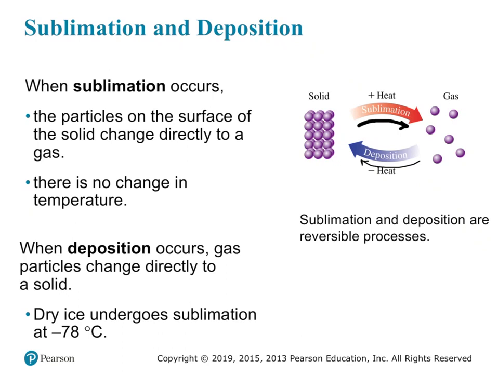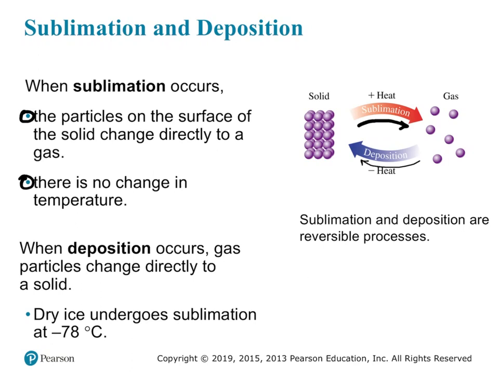So when sublimation occurs, the particles on the surface of the solid change directly to a gas. And during this process, there is no change in temperature. So the temperature is constant during this process. And that's the same for any change of state. The temperature will just remain the same. Now, when deposition occurs, gas particles change directly to a solid.